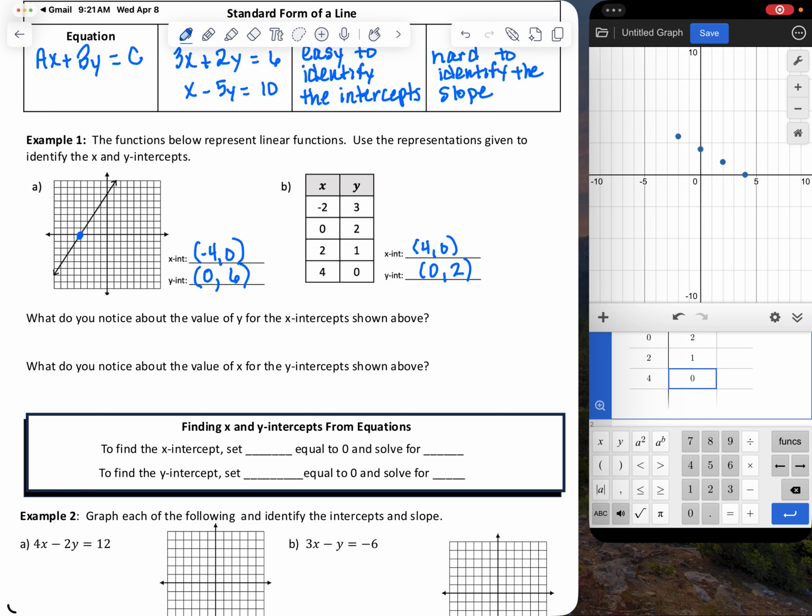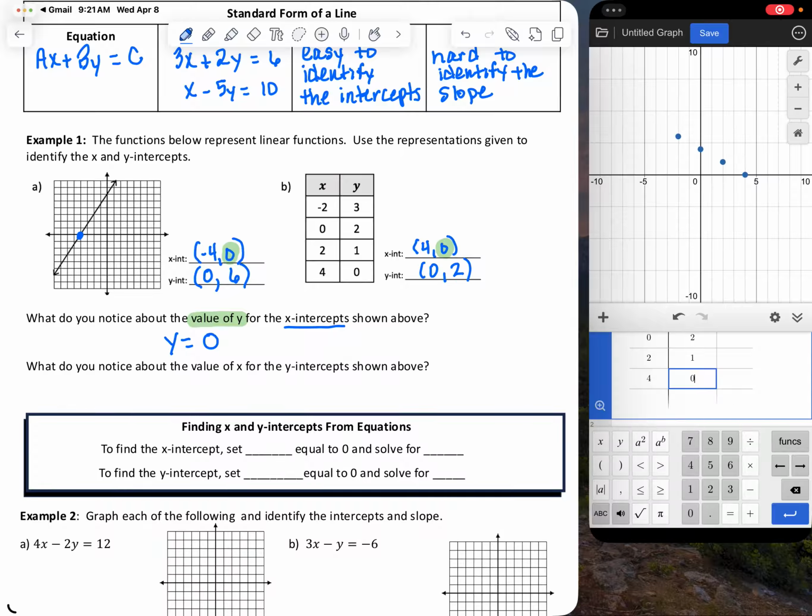Now, the next question is, what do you notice about the value of y for the x-intercepts? So let's look at our x-intercepts. They want us to notice, what do we notice about the value of y? So let me highlight the value of y for our x-intercepts. So the value of y is equal to 0 on all x-intercepts.